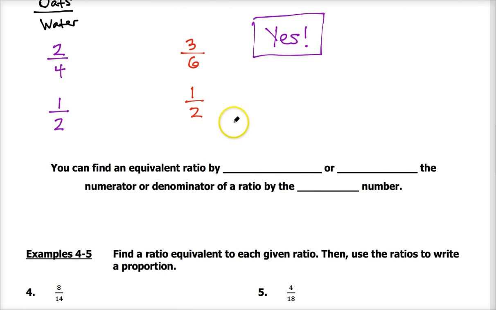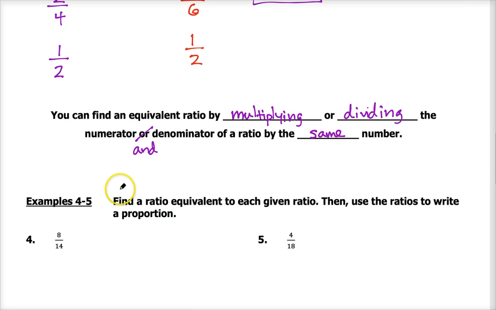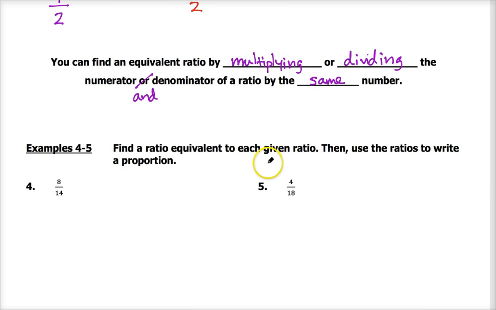You can find equivalent ratios by either multiplying or dividing the numerator and denominator of a ratio by the same number. And you did this a little bit on one of your previous problem sets where it asked you in the spiral review section to find 3 equivalent fractions for a given fraction. Okay, so this is going to be the same concept down here. We're just replacing the word fraction with the word ratio.